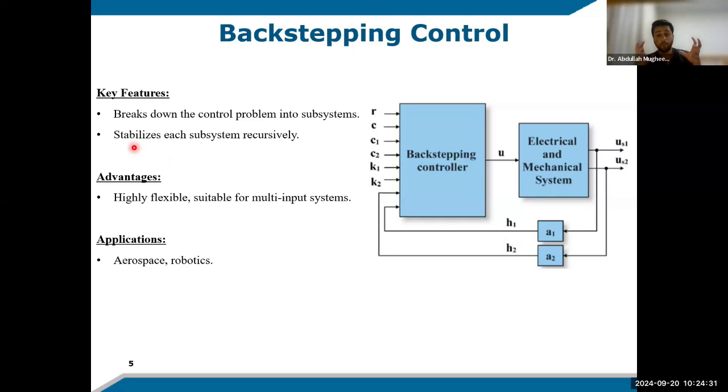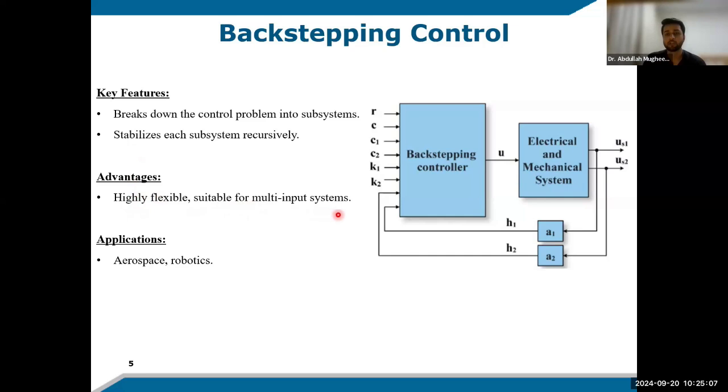If there's a highly complex system, for example, if I have a grid that has a solar panel, a wind turbine installed into it, and a fuel cell, well, that's enough. If it has three sources, it will break down these three sources and stabilize them individually, and keep on stabilizing. So it will work on solar panels, wind turbines, and fuel cells, and combined, overall, the system would be stable. The advantage of using this backstepping control is that it is highly flexible.